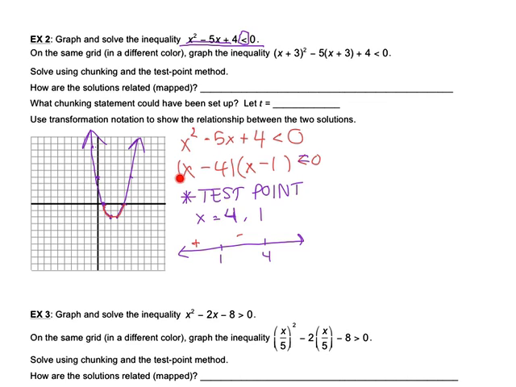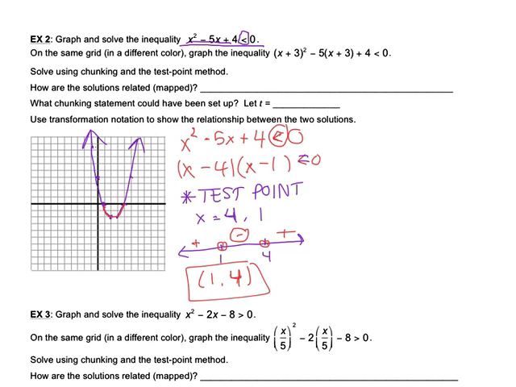5 minus 4 is positive, 5 minus 1 is positive. That means their product is positive. So now we know what the product of this will be for any x in these intervals. What we were looking for is when the product is less than 0. The product is less than 0 between 1 and 4. And because that's strictly less than, we don't include 1 and 4. So we know our solution is 1 to 4, not including 1 and 4.